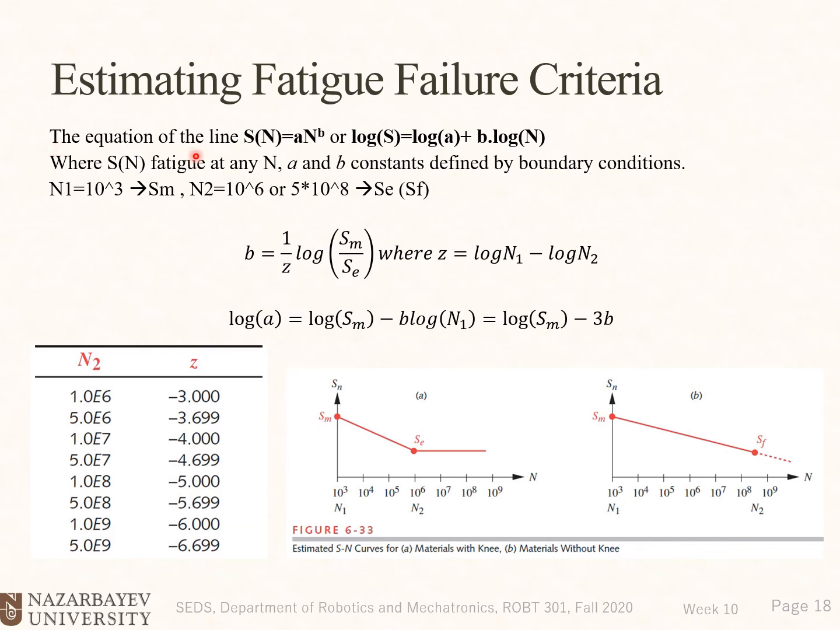The equation of the line is Sn equals A multiplied by n to the power of b, because this is a line in a semi-logarithmic plot. We could say that the logarithm of S, or fatigue strength, is equal to the logarithm of A plus B multiplied by the logarithm of N. So we just took the logarithm of both sides of this equation. Nothing magical to this point.